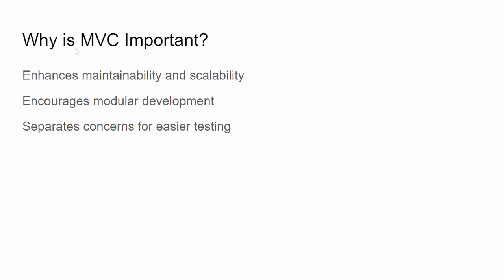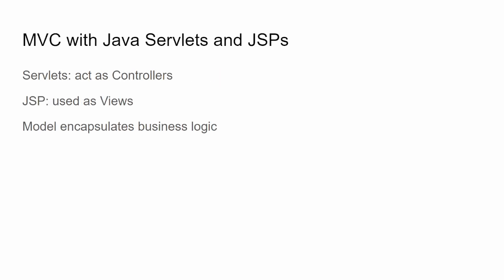And why is it good? What does it help us with? It enhances maintainability and scalability, encourages modular development, and separates concerns for easier testing. All of these benefits come from the fact that you're dividing your code into three main parts. Specifically in the case with servlets and JSPs, the servlets act as controllers and the JSPs are used as views, and the model encapsulates business logic.